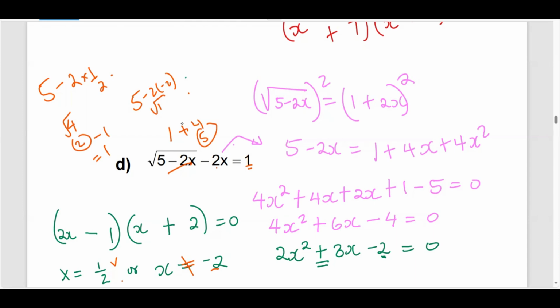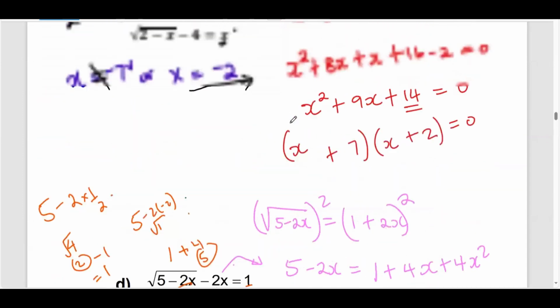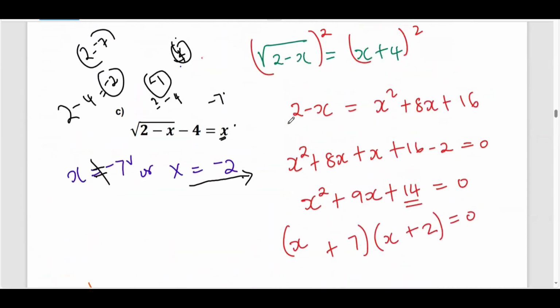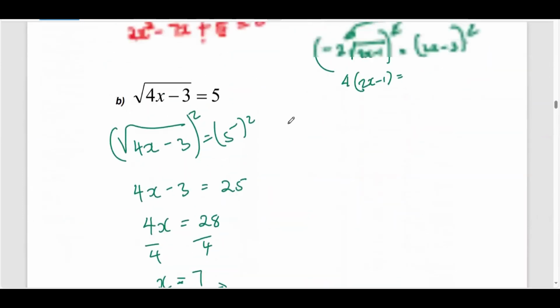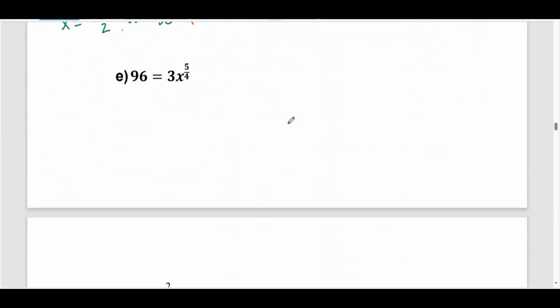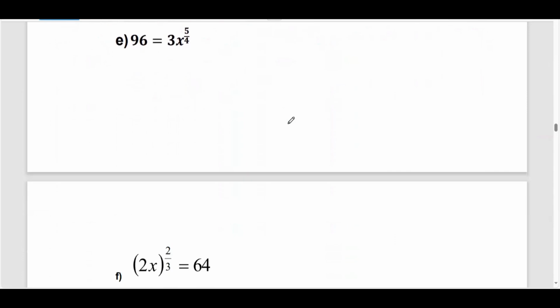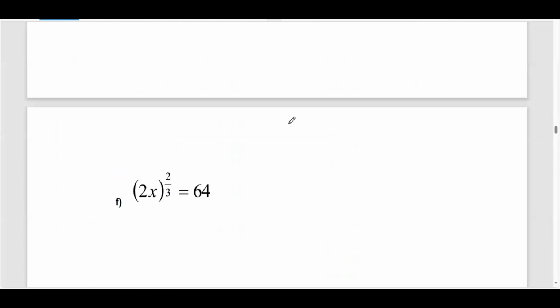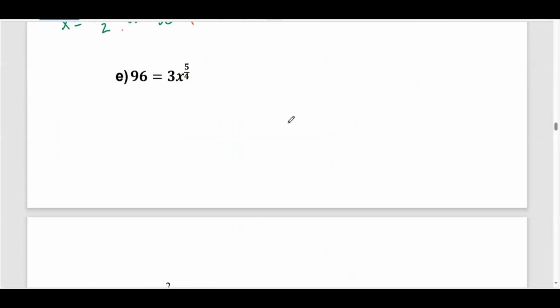All right, so we've tested our answers and we've come to a conclusion. So that is how we work with questions that involve surds or equations that have surds within them, okay? Let me just extend this to these exponential equations as well, just these two, so that we see how we work them out. So we have 96 is equal to 3x to the exponent of 5 over 4.